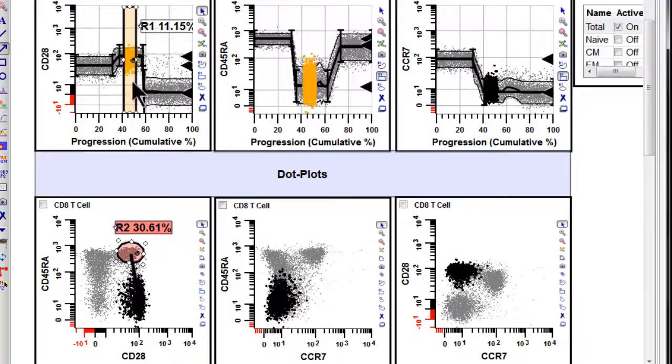And the other thing is that we could have this region in this, what we call an expression profile, or it could be in this one or this one. It really doesn't matter, since these are all the same axes.